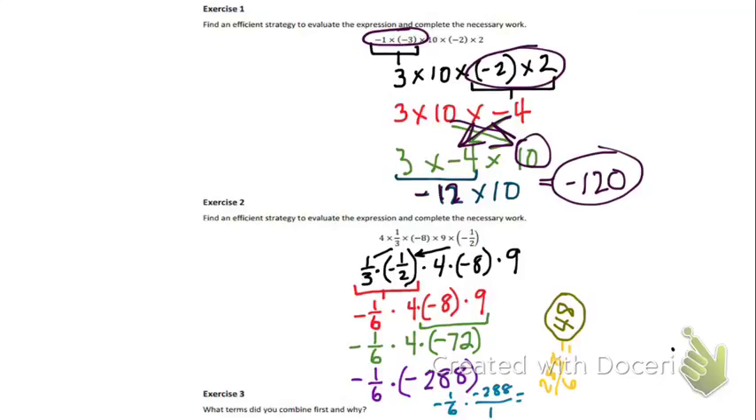Okay, so exercise 2, here's how I chose to do it. For me it was easy and it made sense, but it might not be the easiest way for everyone to understand, or the most efficient. I went ahead and just commuted my two fractions over to the front. You can see the 1/3 and the 1/2. Then I came up with my -1/6.